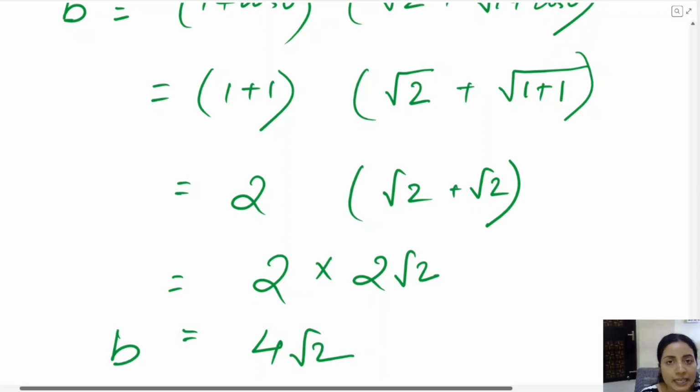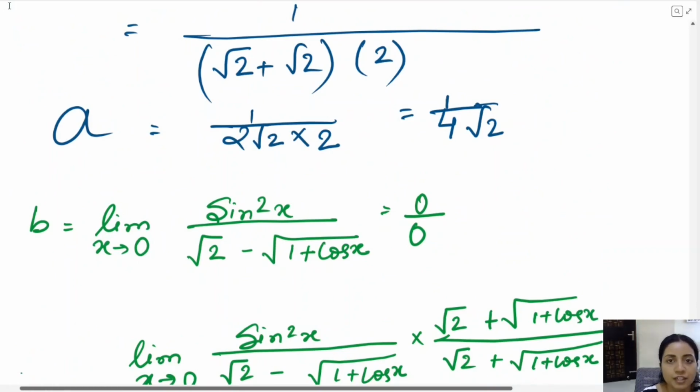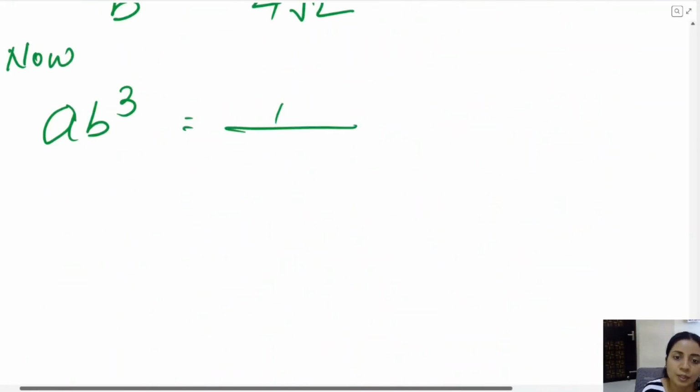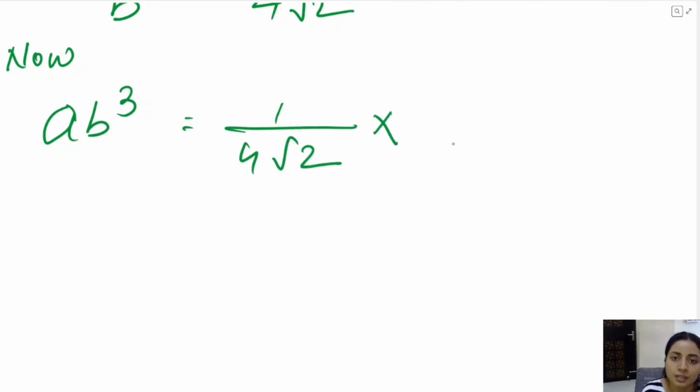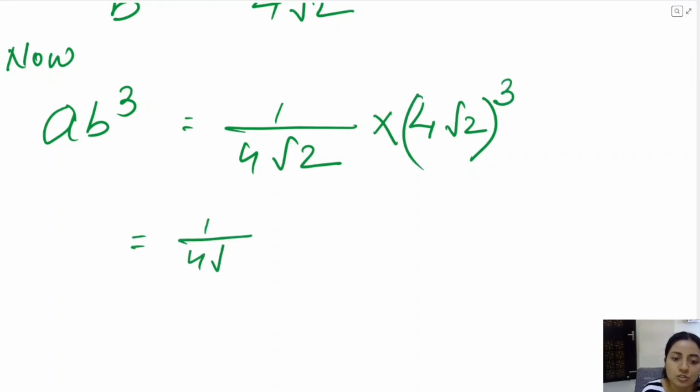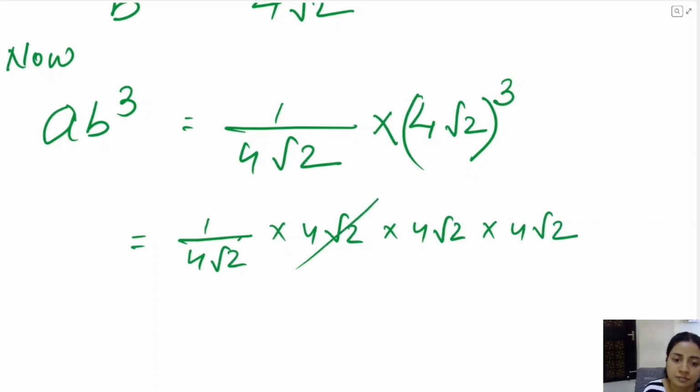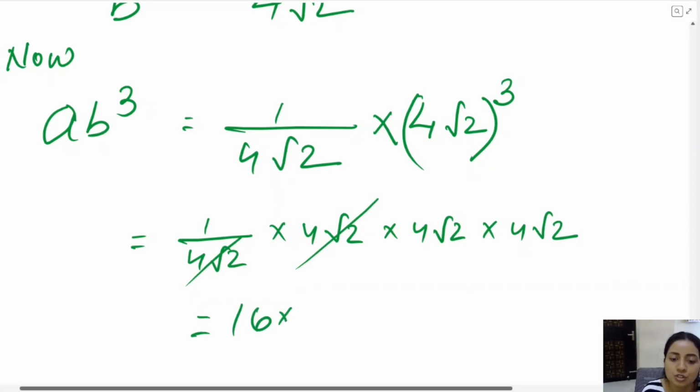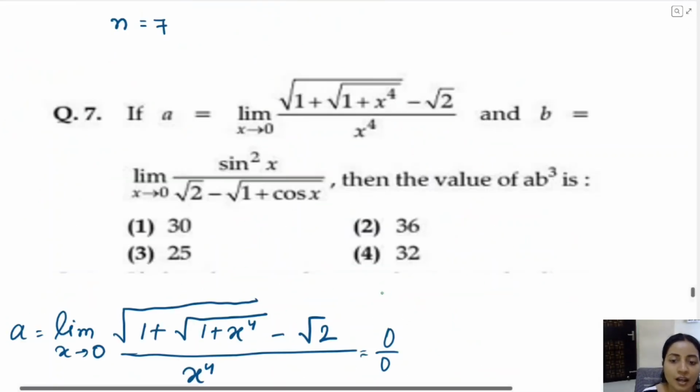We are supposed to find a b cube. Let's substitute the values. So our a was 1 by 4 root 2, times b is 4 root 2, just 4 root 2, whole cube. We'll do the multiplication. We are getting 4 times 16, and root 2 into root 2 is just 2. So we are getting 32 as the final answer. Let's check the options. So yeah, here option 4 is 32. This is the correct option.